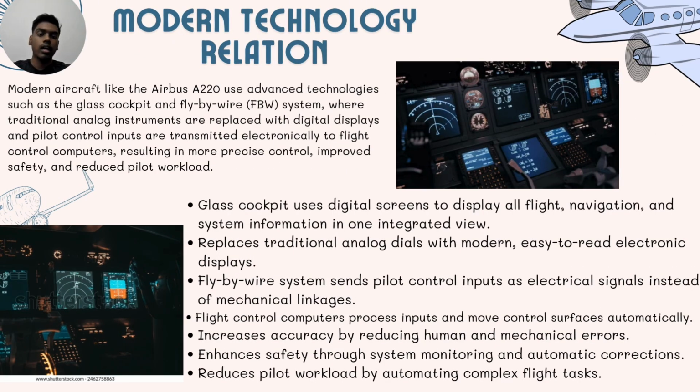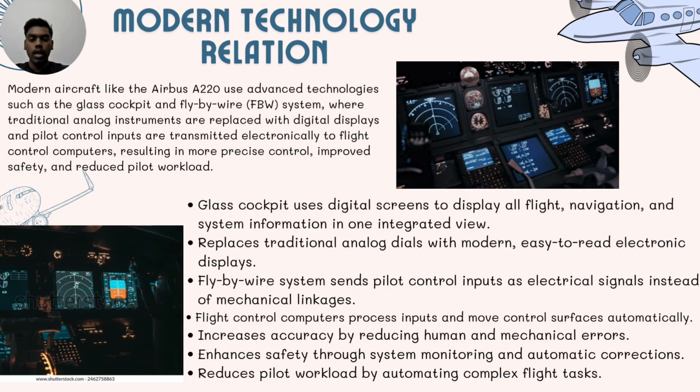Okay, so next I will explain the modern technology that we use in aircraft like the Airbus A220. In modern aircraft, we use advanced systems such as the glass cockpit and fly-by-wire system. Firstly, the glass cockpit replaces the traditional analog instruments with digital screens, which allows the pilots to see all the flight movements and navigation information clearly in one place.